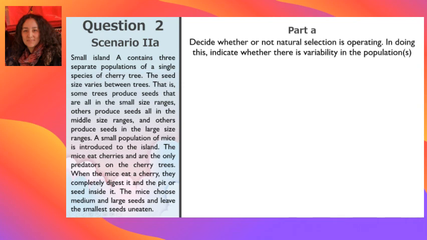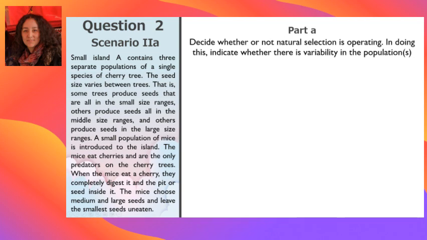This is a long one. So a small island A contains 3 separate populations of a single species of tree. The seed sizes vary between the trees. That is, some trees produce seeds that are all in the small size range, others produce seeds all in the middle size range, and others produce seeds all in the large size range. So one type of tree is only going to produce one size range of seeds.